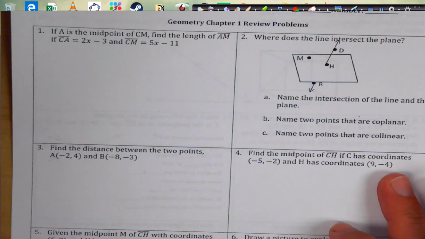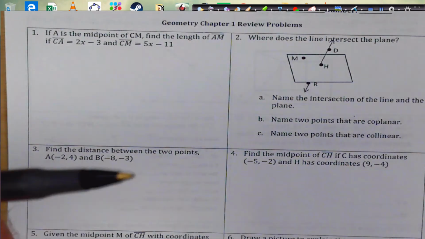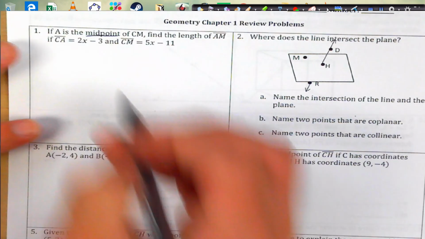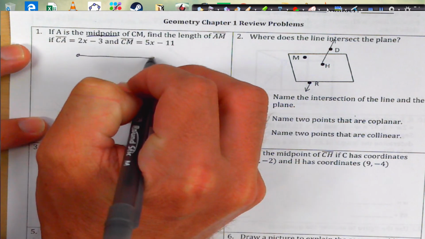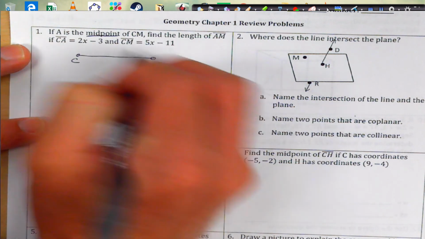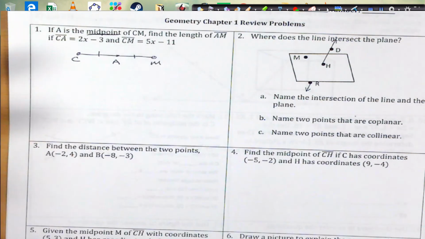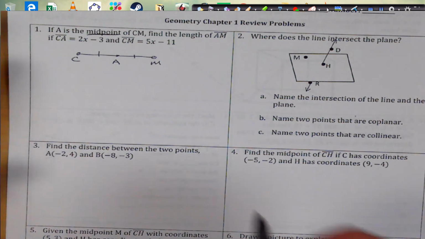Nice and zoomed in. Number one, if A is the midpoint of CM, woohoo, key word. So this is one of our key or target words, midpoint, which basically means as soon as you see that midpoint, draw a picture. CM is the main piece, and then A is the midpoint. As soon as you hear midpoint, instantly put little congruency marks. You're probably going to set something equal to each other here. It says find the length of AM is our final goal.